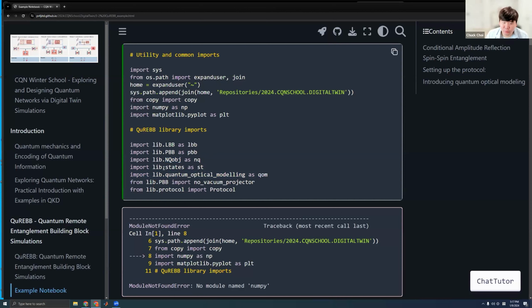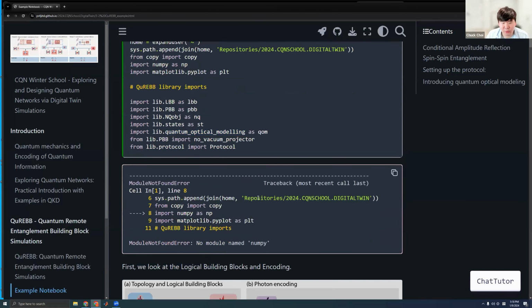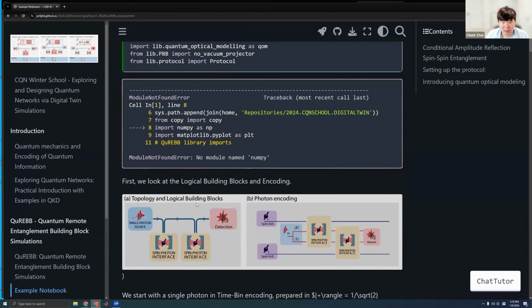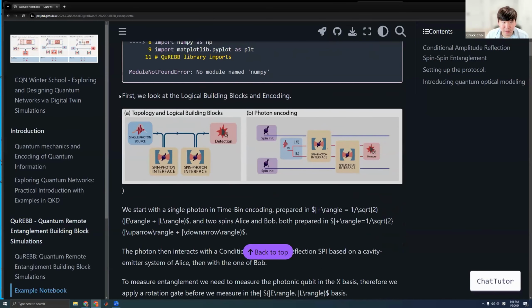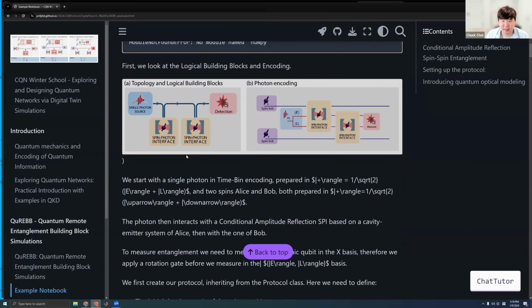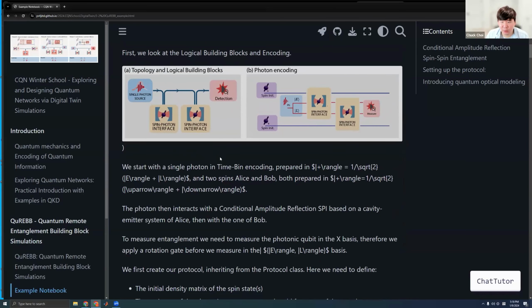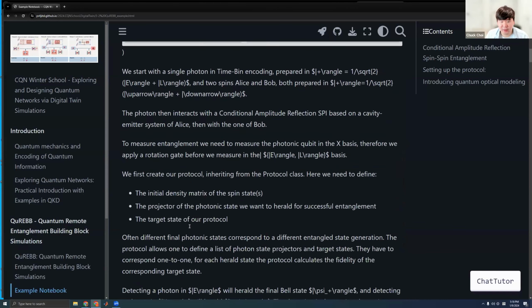Then again, we need to import the encoding part of the code and the quantum optical modeling part of the code to actually do the operation. So first, we are going to look at the logical building block and encoding of these two that we went through in the note that we just saw.